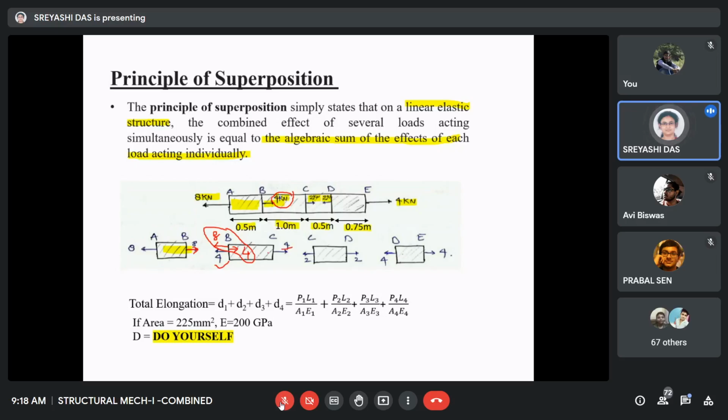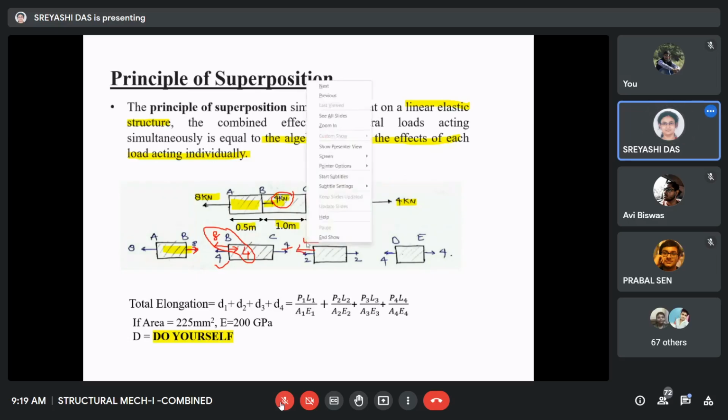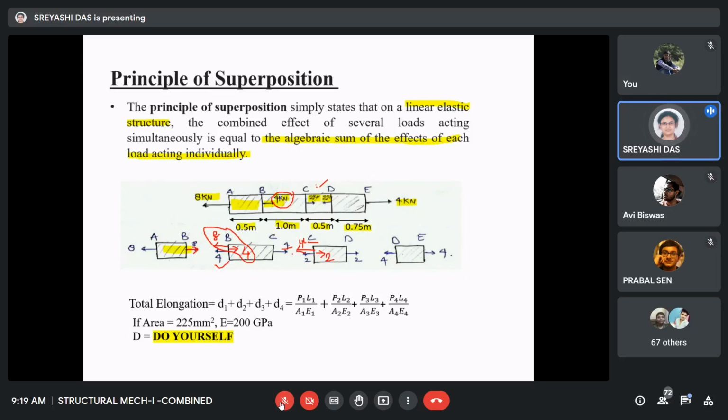Now as here it is 4 kilonewton right side, so again when we consider the CD part, in the CD part here it is 4 in this direction and 2 in this direction. So the net load is 2 kilonewton in the left direction. So obviously, again to maintain equilibrium at point D, there will be 2 kilonewton in the right direction, an equal and opposite force to maintain equilibrium.